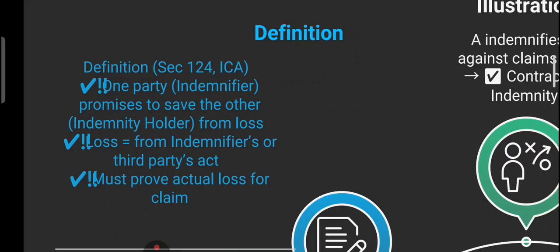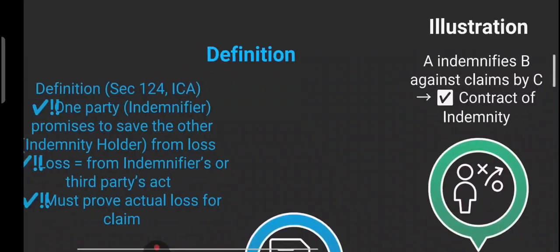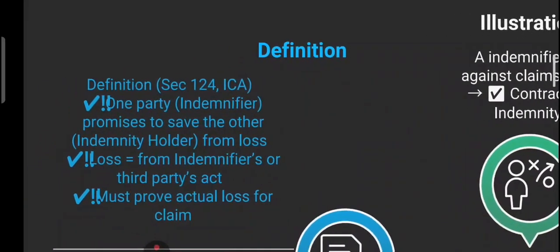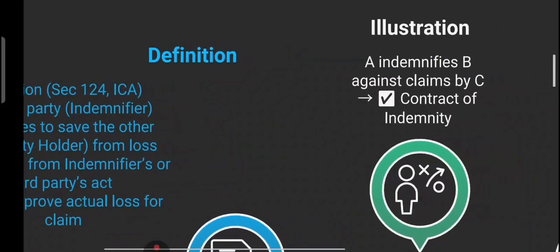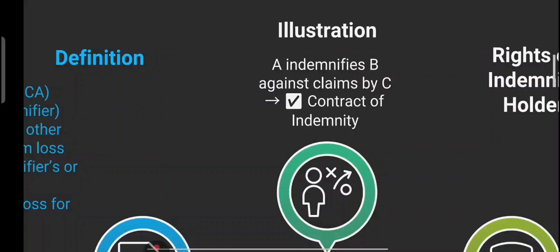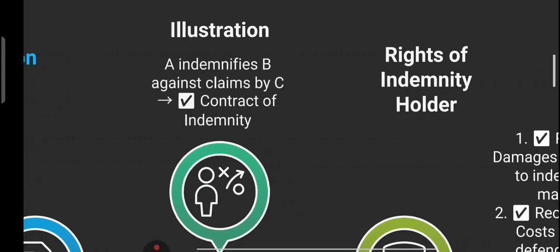So to understand better, let's take a simple illustration. For example, A promised to indemnify B against any claim made by C. This right here is called a contract of indemnity, right? So Section 124 you must remember, and one party, who is called the indemnifier, promises to protect the indemnity holder from a loss. This loss can arise from the action of the indemnifier or even from a third party. Like A is indemnifying B. So A is the indemnifier, B is the indemnity holder, against the claim made by C.